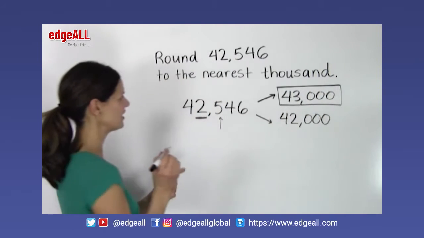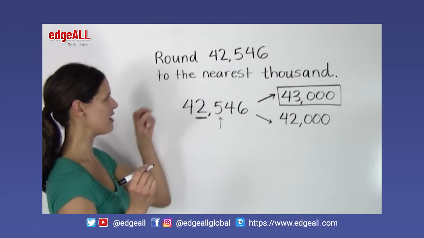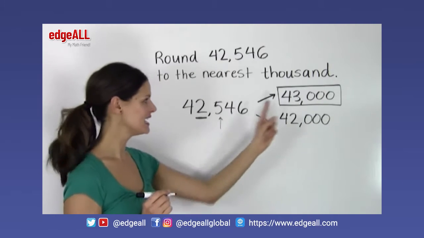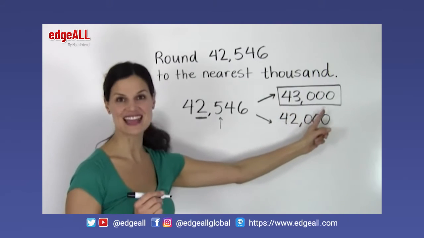And my answer for rounding 42,546 to the nearest thousand is 43,000.